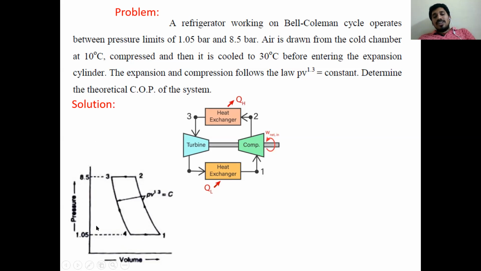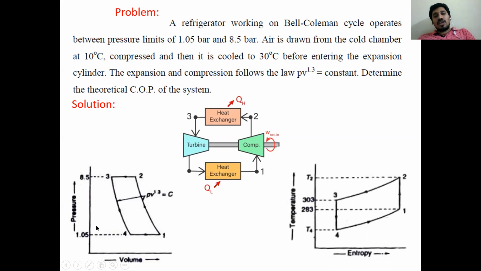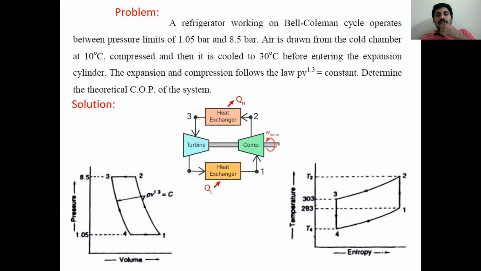And the TS diagram. Two temperature values were given. First temperature, read the problem again: air is drawn in the second line. Air is drawn from the cold chamber at 10 degrees Celsius. So this is the lower temperature region heat exchanger. The low temperature region is also called the cold chamber or refrigerator.